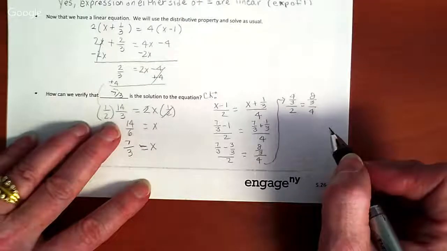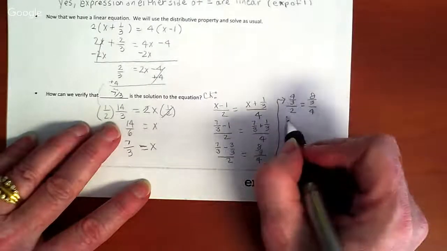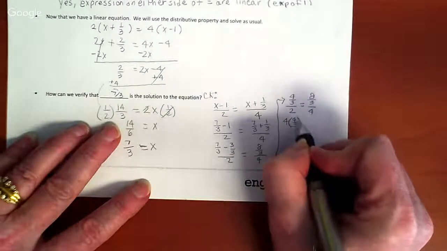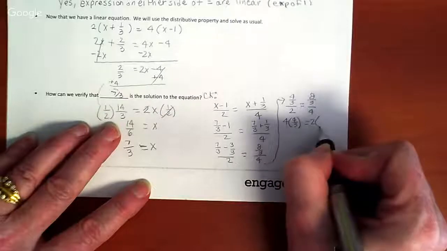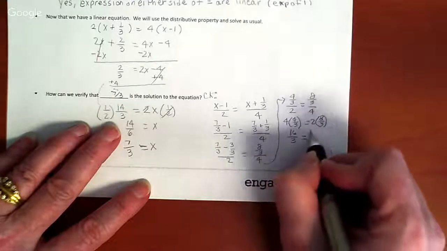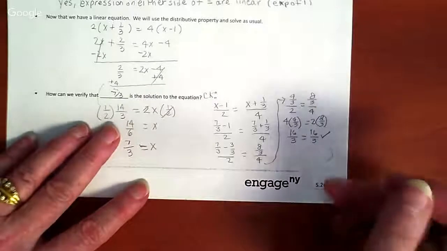Now we can cross multiply, and I'm going to get 4 times 4 over 3 equals 2 times 8 over 3, and I get 16 over 3 equals 16 over 3, and it checks. Okay.